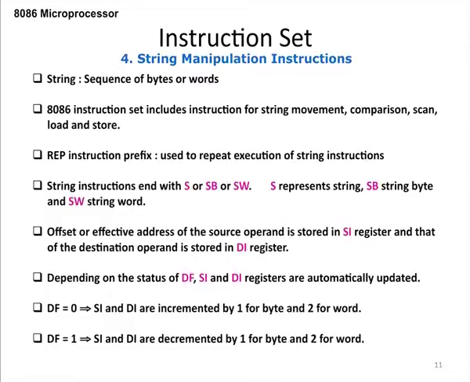Depending on the status of direction flag DF, the SI and DI registers are automatically updated. If direction flag is set to 0, then 8086 works in auto increment mode, and if direction flag is 1, then 8086 works in auto decrement mode. If DF is 1, SI and DI are decremented by 1 for byte and by 2 for word.